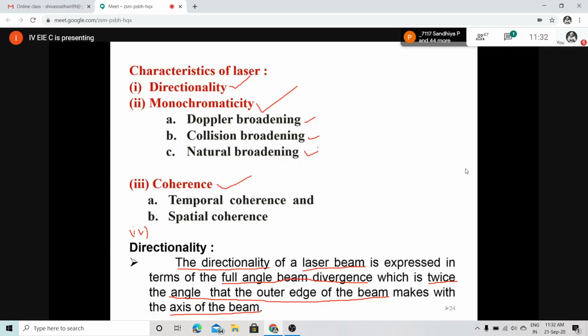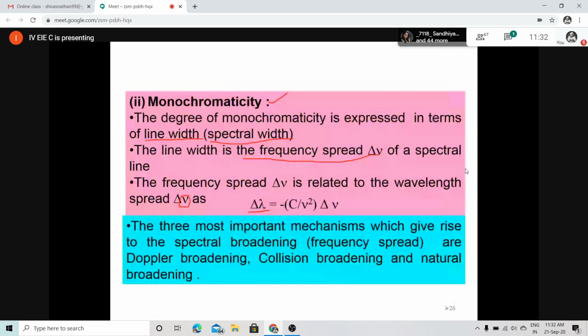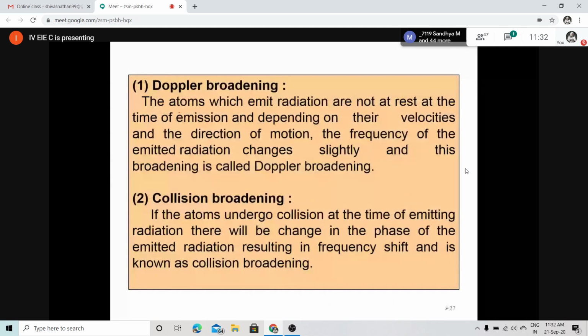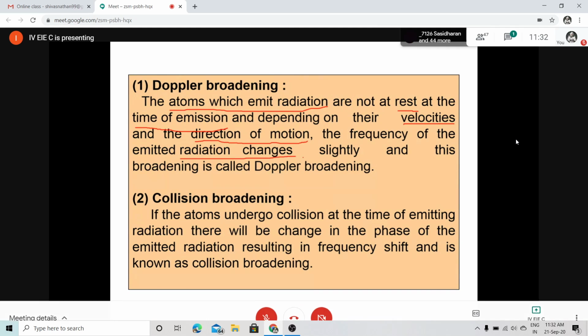When we talk about Doppler broadening, why does it happen? It is because of the atoms which emit radiation, and they are not at rest. At the time of emission, they move with a velocity. So that is what you need to understand. Because of these changes in velocity and direction of motion, your radiation changes slightly and gets broadened. That is what Doppler broadening is.